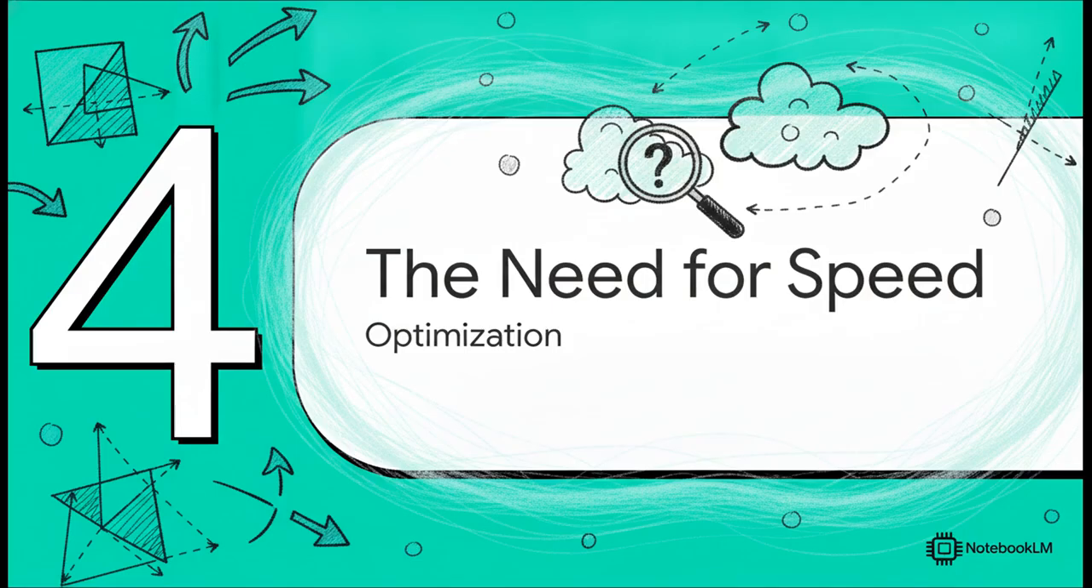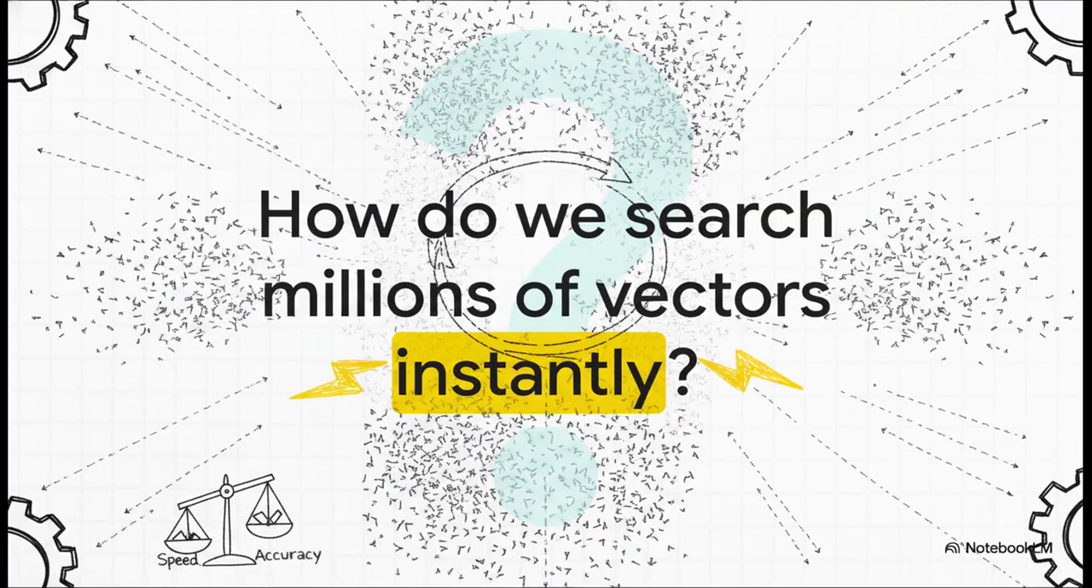Okay, Section 4, the need for speed, also known as optimization. Because when you try to implement this in the real world, you hit a massive roadblock. Comparing a massive 768-dimension vector to every other vector in a giant database is computationally impossible to do at scale. Seriously, how do we search millions of dense vectors instantly without crashing the entire system or racking up a cloud computing bill that bankrupts the company?